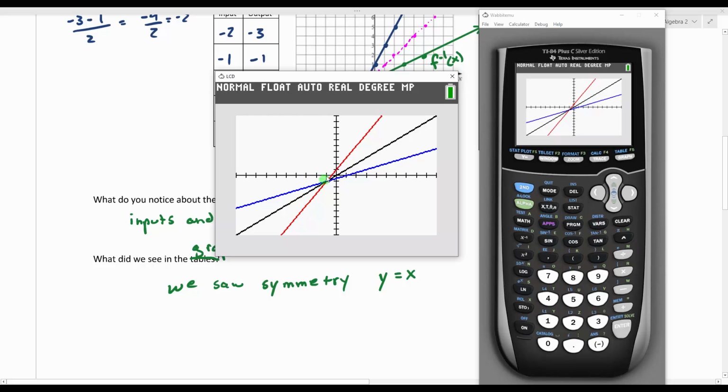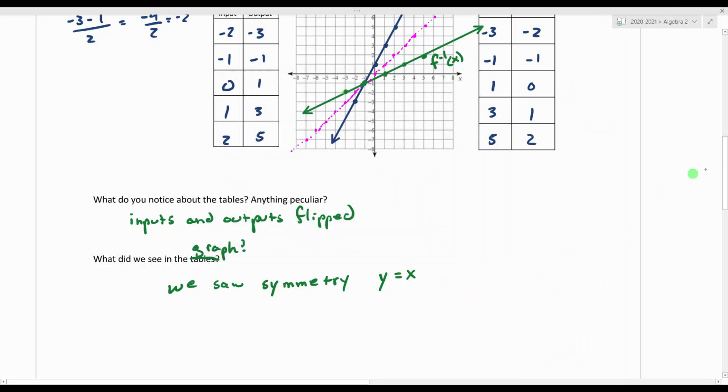So you can see there's our original function, right? There's our inverse. And this black line right here, that is our line of symmetry that exists between the two functions. Okay. All right, let's do one more here.